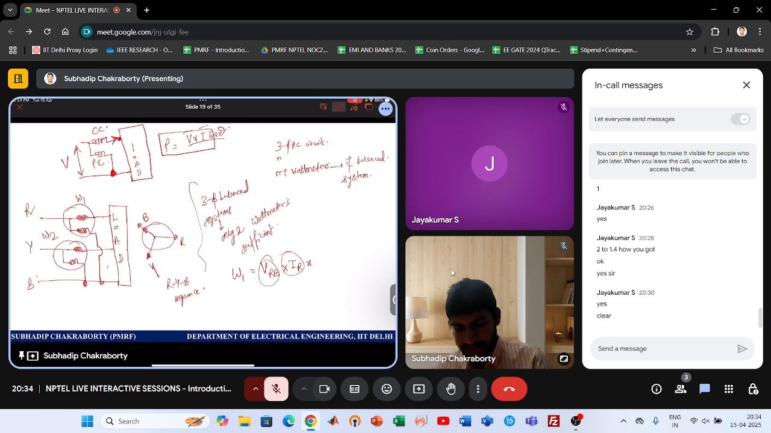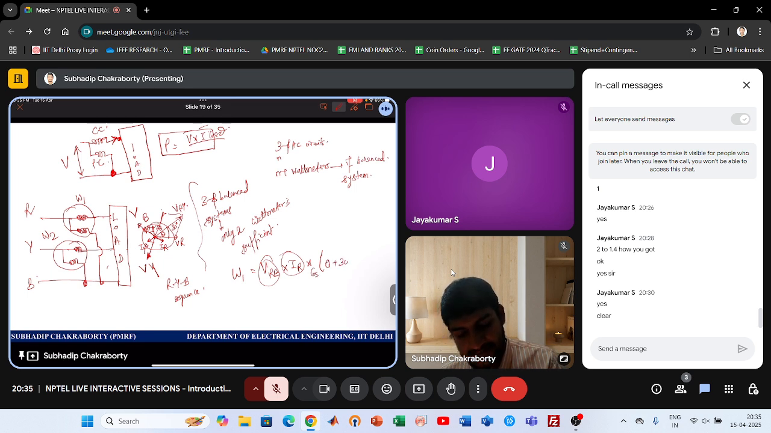Why? Because you know that this is VR, this is VY, this is VB, and this is the current, right? IR, IY lagging, and IB lagging by theta, all balanced. Then VRY will be like this. VY minus will be there, and then VRY. This is 30 degree, right? Because this is 120 degree and this is 60 degree and bisecting, so 30 degree. So 30 plus phi will be there, cos of the angle between them, I told you.